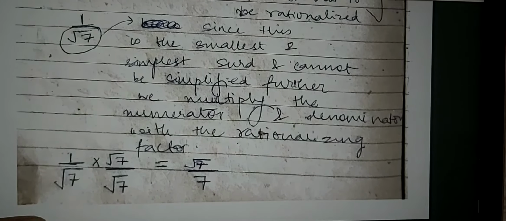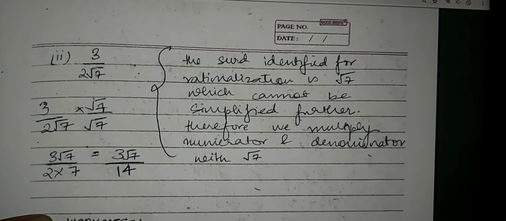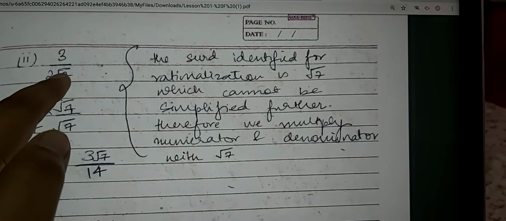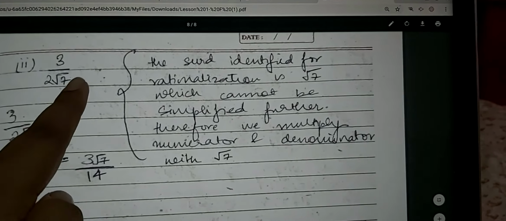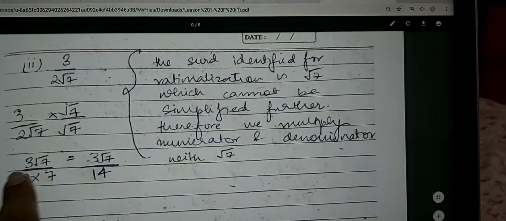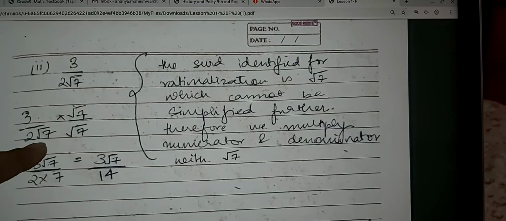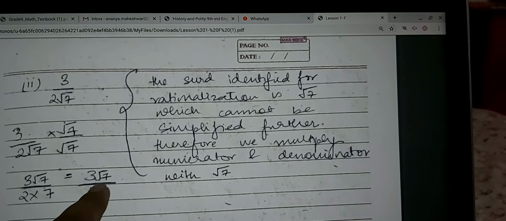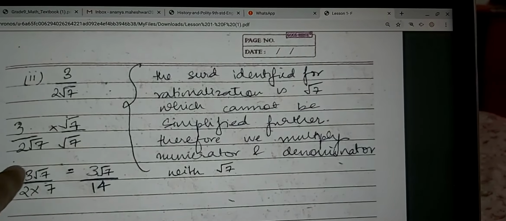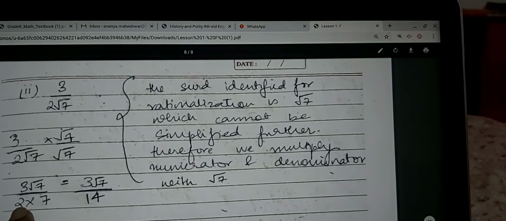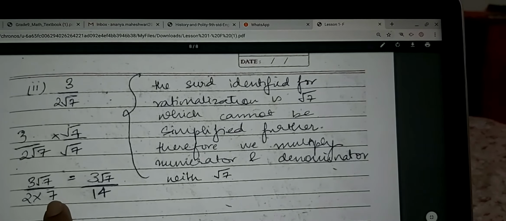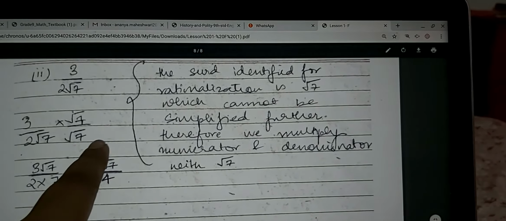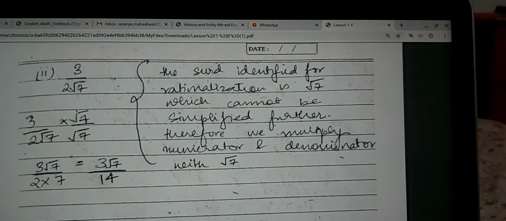It cannot be simplified further. Now 3 by 2 root 7. What do I have to rationalize? Root 7. 2 I'm not looking at. 2 is already rational. I have to rationalize root 7. Again I'm going to do the same thing. 3 upon 2 root 7 into root 7 upon root 7. What do I have? 3 into root 7 becomes 3 root 7. And 2 है यहाँ पे, so I'm going to write 2. And then root 7 into root 7 becomes 7. So 2 into 7 कितना हुआ? 14. This is your rationalized form. This is how we rationalize, okay?